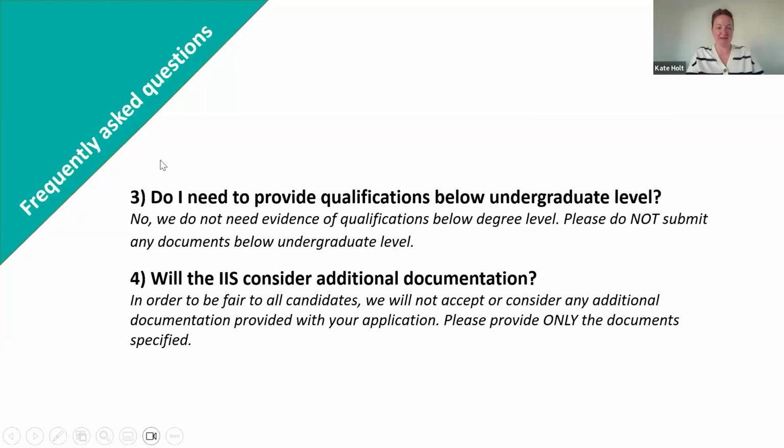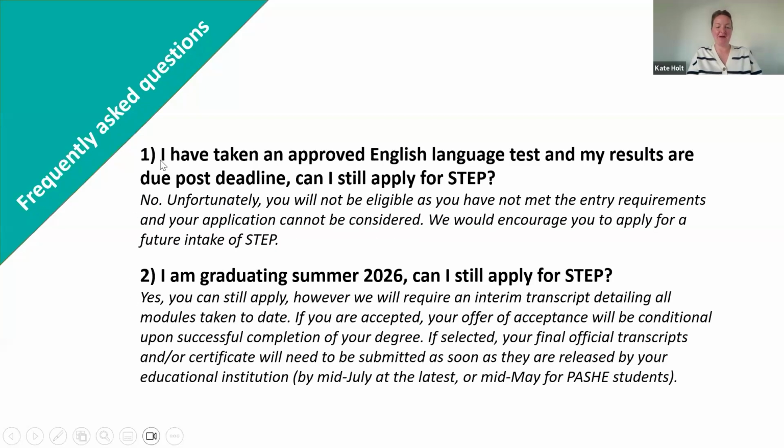Things that come up year to year. I've taken an approved English language test and my results are due post deadline. Can I still apply for STEP? Unfortunately not. You won't be eligible as you haven't met the entry requirements, and so your application can't be considered. We absolutely have to have the English language test results by the deadline. If you haven't got one by then, or if you can't get one by then, we encourage you to apply for a future intake of STEP the following year.